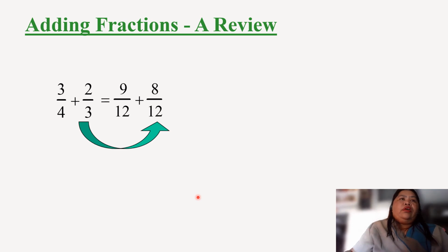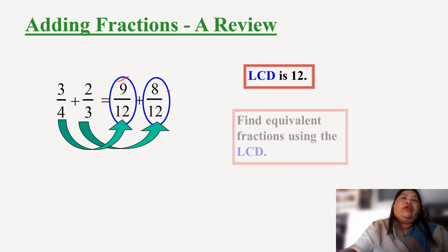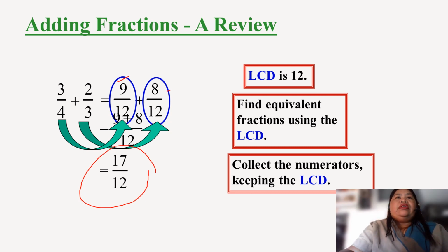Okay, so we have here 3/4 plus 2/3. Now, if we're going to get the LCD of the given numbers, we have 12. 12 divided by 4 is 3, times 3, we have 9, correct? And 12 divided by 3 is 4, times 2 is 8. So the LCD is 12. Find the equivalent fraction using the LCD, then collect the numerators keeping the LCD. So we have here 9 plus 8 is equal to 17 over 12, and so this is your final answer. We can express it also in lowest terms.